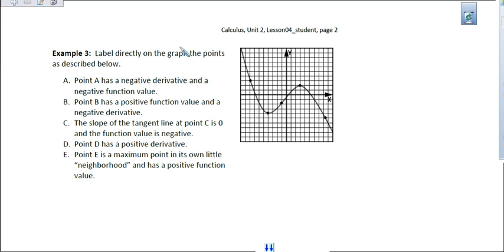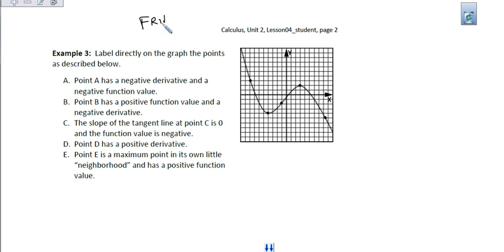Alright, let's finish up the notes from Friday, September the 20th. And we finished up with, or we left off with, example 3. And here they've got a graph that appears to have some interesting things going on.